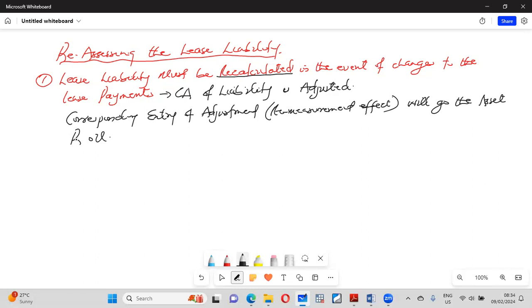So now we go on to talk about adding it to the carrying amount of the right of use. Now, the question is that if you are going to do this adjustment, we are going to recalculate it. Of course, we always need a discount factor. So should we go ahead and use the original discount factor we used?